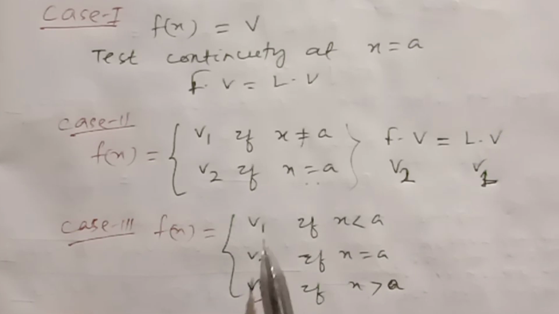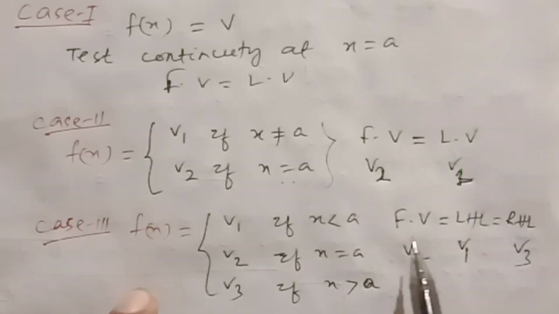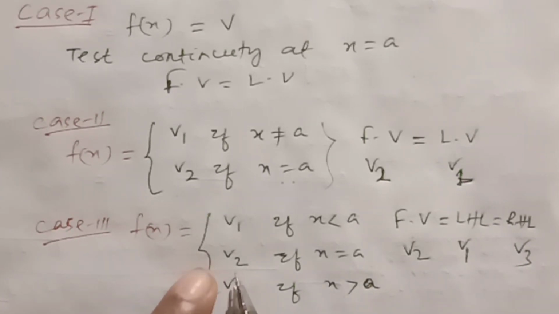If a function has 3 values, one at less than a, one at equal to a, another at greater than a, you have to show functional value is equal to LHL is equal to RHL. The functional value can be obtained where there is the equal to sign, that means v2. So from v2 you will find the functional value, and LHL can be found where there is the less than symbol. That means v1 is the value of the function for x less than a.